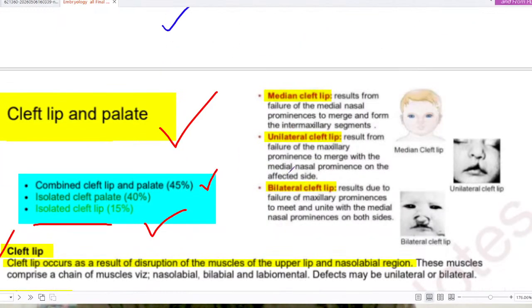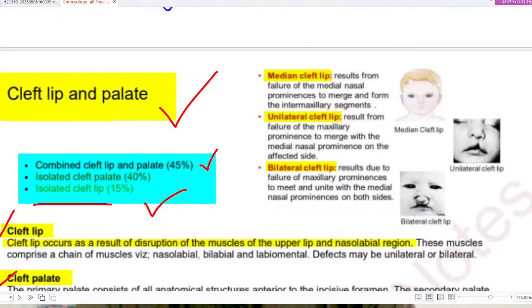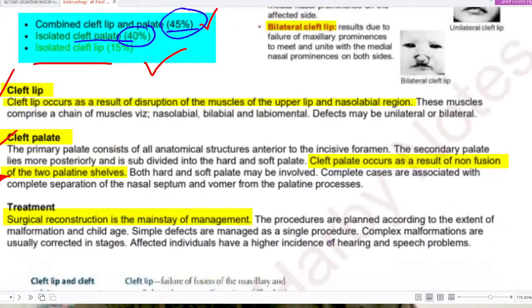Cleft lip and cleft palate. From here, they will ask which of the following statements is false or true. Okay. So cleft lip and cleft palate combined will be 45%, and only cleft palate 40%. Two things. One is cleft palate. You have an idea about these two, right?